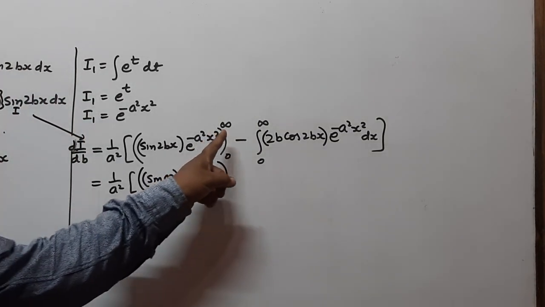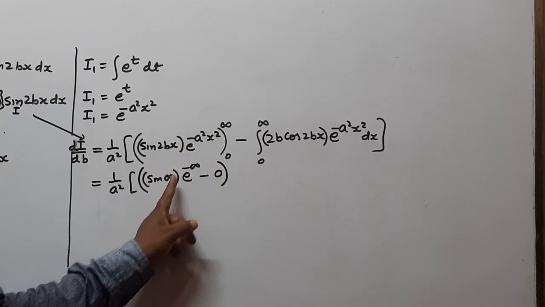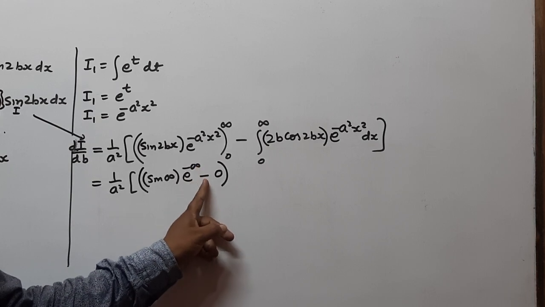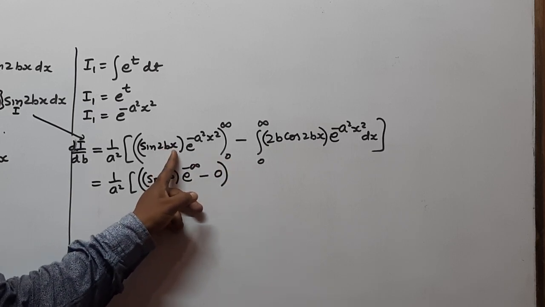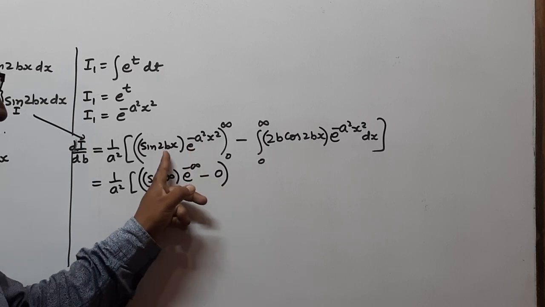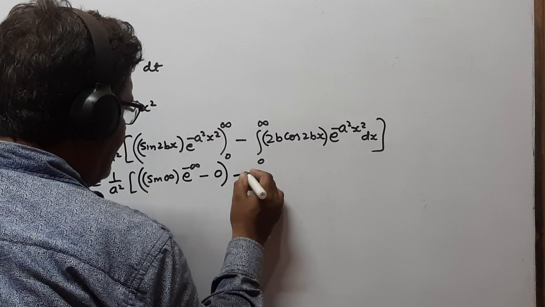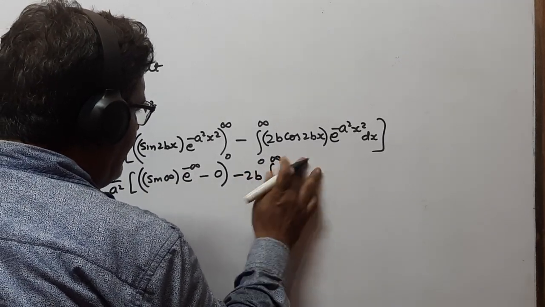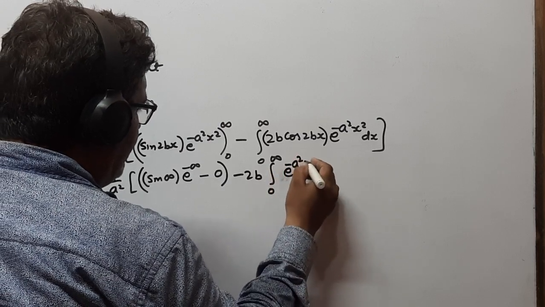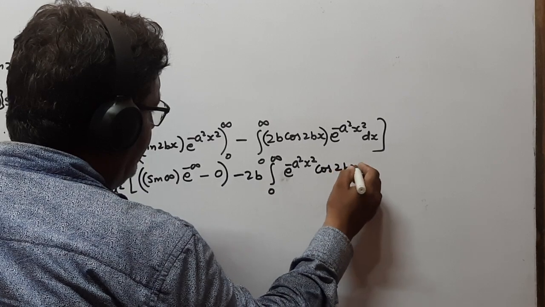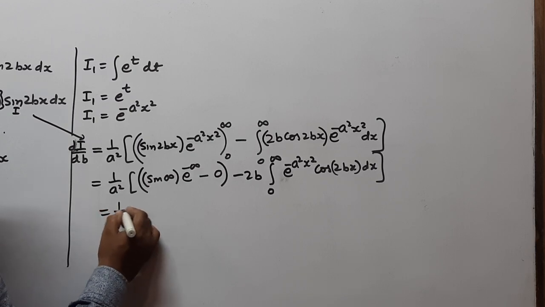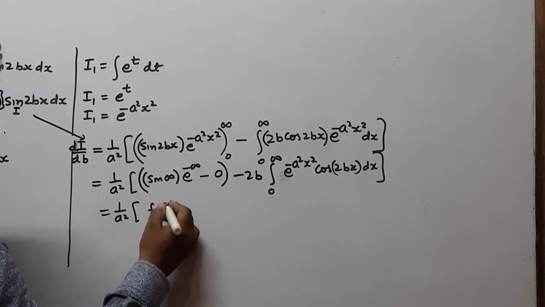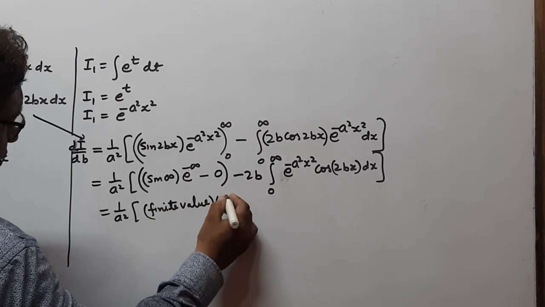So when we put the upper limit infinity in place of x, we get sine infinity multiplied by e to the power minus infinity. Then minus, we put the lower limit 0 in place of x, so sine 2b multiplied by 0, that's sine 0, which is 0 here, and e to the power 0 is 1, 1 multiplied by 0 is 0 here. Now 2b is constant here, and this is 0 to infinity, we write e to the power minus a square x square and cos 2bx dx. You can see here, sine infinity gives a finite value, and e to the power minus infinity is 0. We know that this is a finite value multiplied by 0, minus.